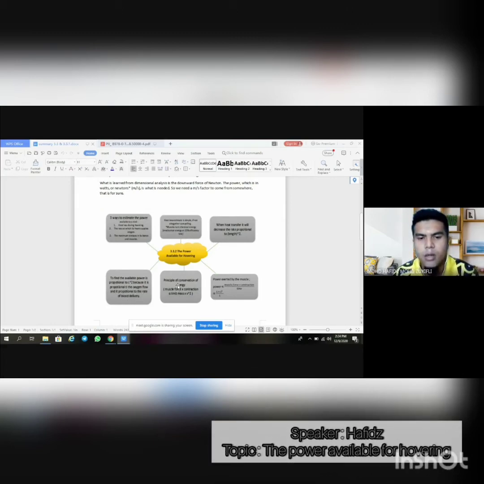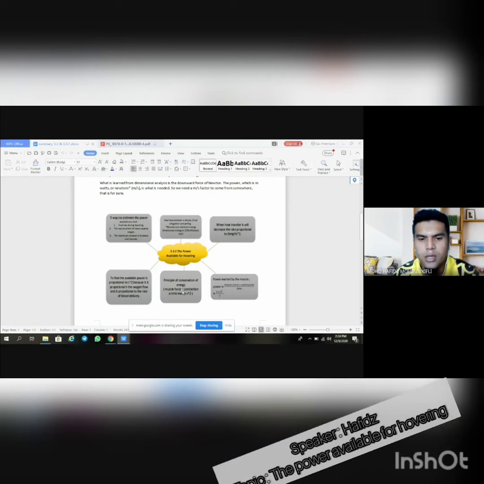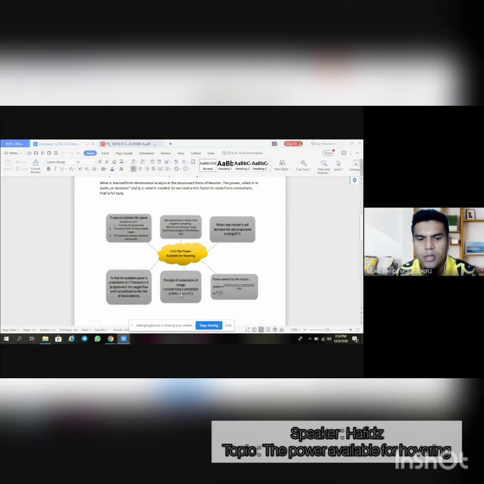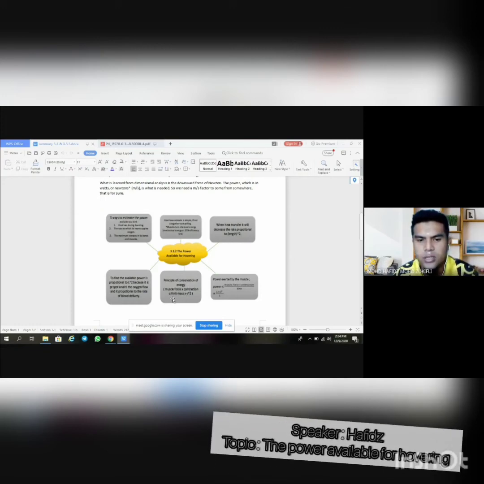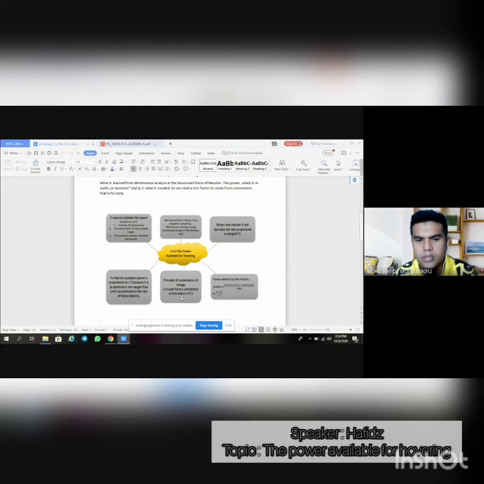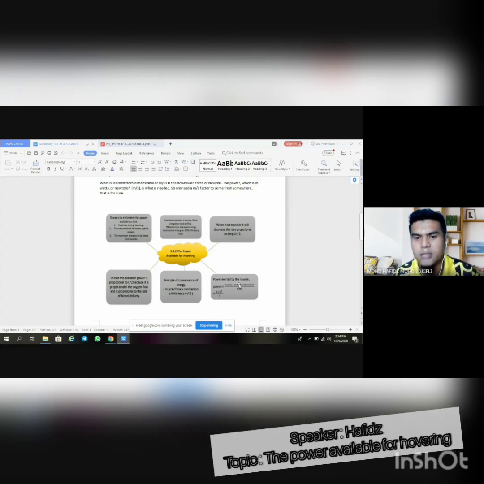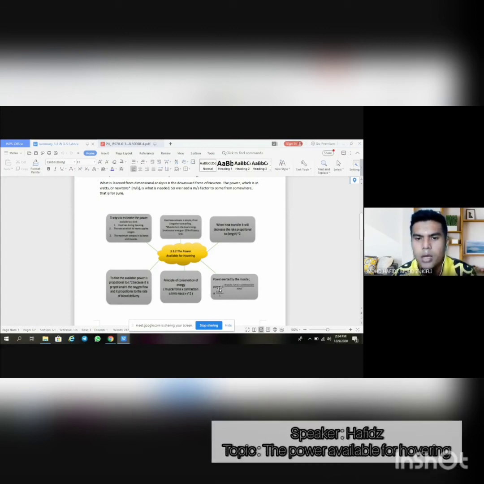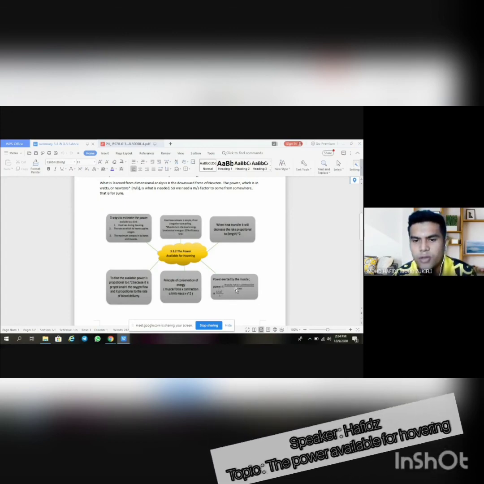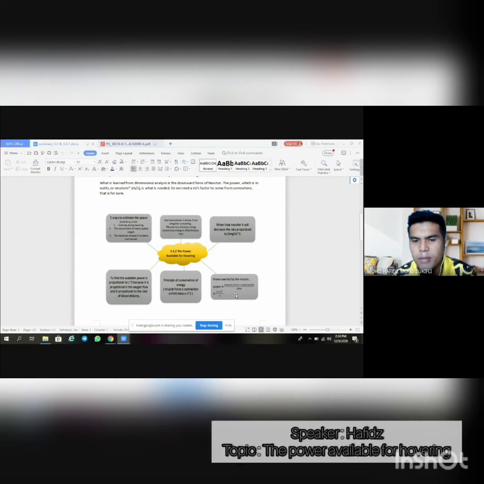Principle of conservation of energy: muscle force times contraction equals limb mass times v squared. And then the power exerted by the muscle is proportional to muscle force times contraction divided by time.